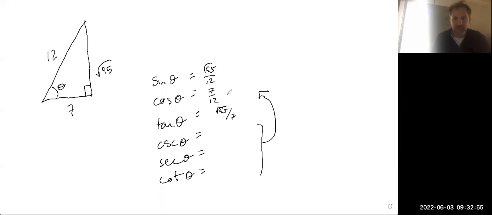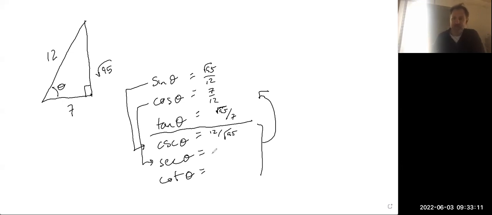Okay, so from there, I've got my three relationships. Now I just need to get my pairings. Everybody gets a co. So sine is paired with cosecant. That's going to be 12 over the square root of 95. Secant is paired with cosine. So that's going to be 12 over 7. And cotangent is going to be 7 over the square root of 95.